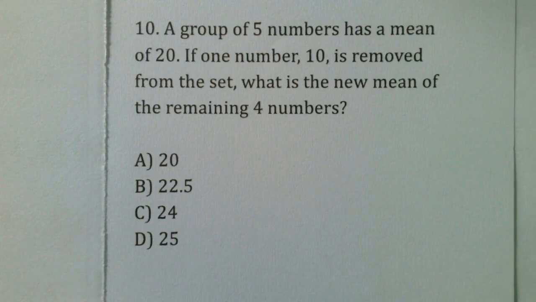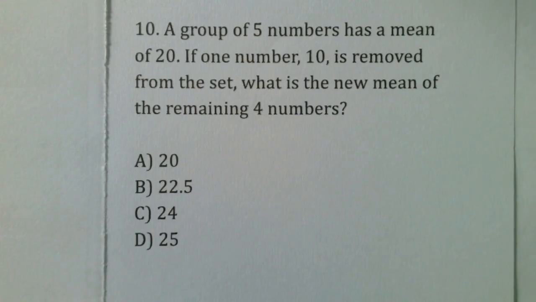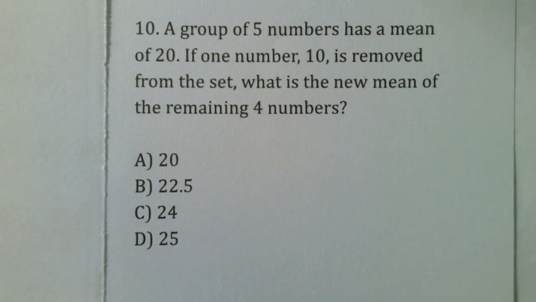Kind of curious about your thinking. So a group of 5 numbers have a mean of 20. If a 10 was removed from that set, what is the new mean of the remaining 4 numbers?